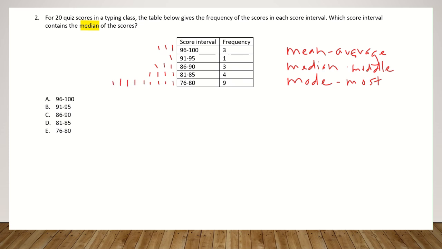All right, so to find the one in the middle, we can just cross off the first and the last, second to last, right? 3, 4, 5, 6, 7, 8, 9, and 10. And here it is right there, our one in the middle. It is in 81 to 85.